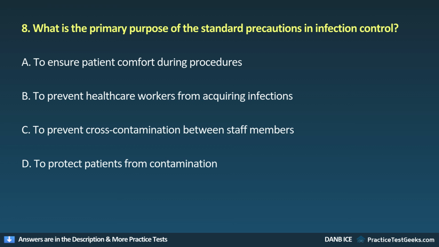8. What is the primary purpose of the standard precautions in infection control? A. To ensure patient comfort during procedures. B. To prevent healthcare workers from acquiring infections. C. To prevent cross-contamination between staff members. D. To protect patients from contamination.